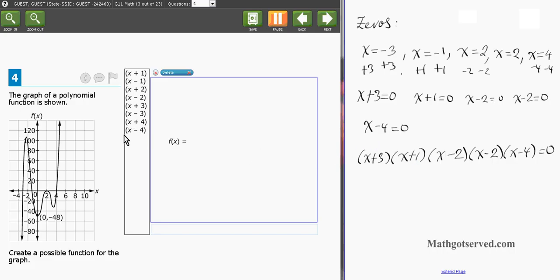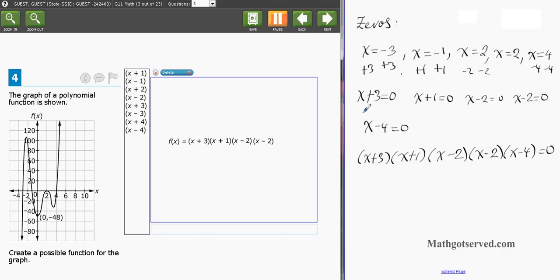So the first one, starting from the smallest, was x plus 3. So you just drag and drop x plus 3, and then x plus 1, drag and drop. And then you have x minus 2, drag and drop. You have another x minus 2. The reason why we have 2 x minus 2's is because you have a vertex right here. That's known as a double root. Unlike the other points, you don't have a vertex. It's just a clear intersection. Here you have a vertex, so you have a double root there. That's why we have 2 x minus 2's.